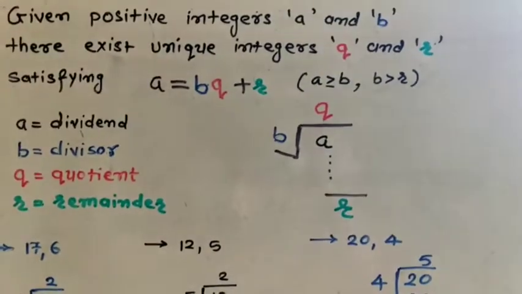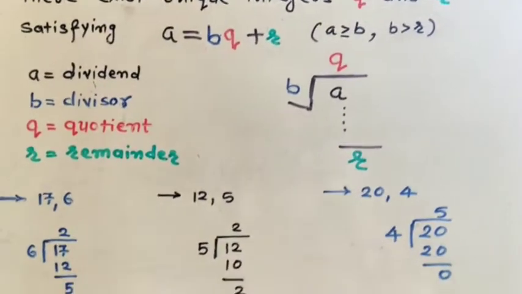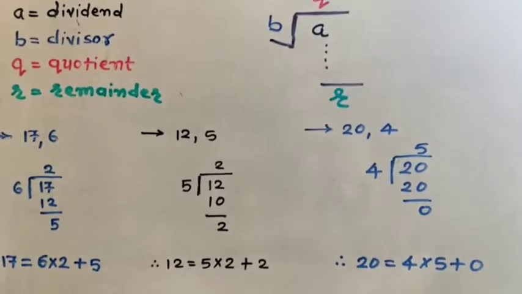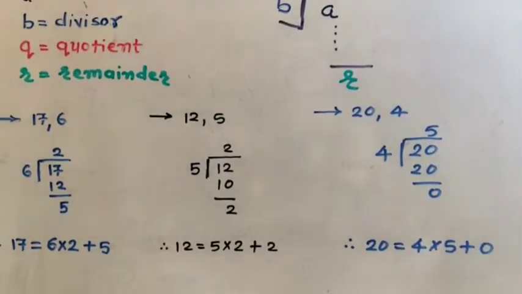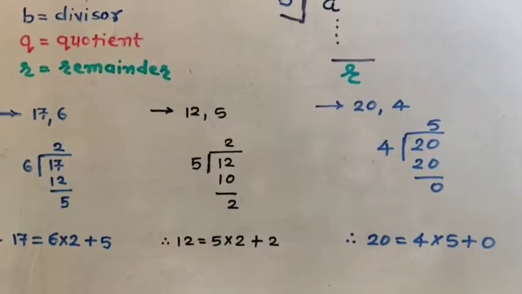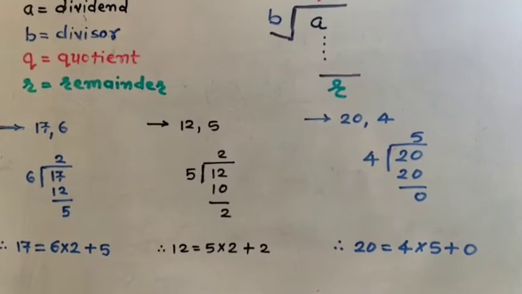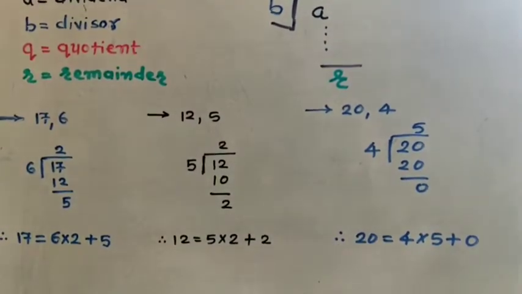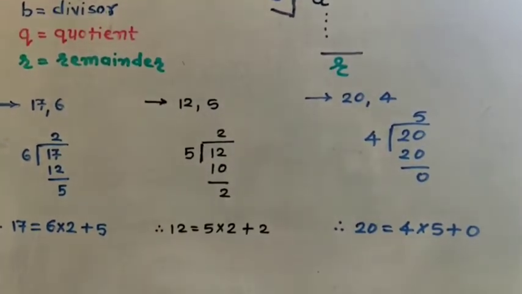We will learn from this illustration. If 17 is divided by 6, you can see that 6 times 2 is 12. So 2 is the quotient and 5 is the remainder. So we can write 17 is equal to 6 into 2 plus 5.